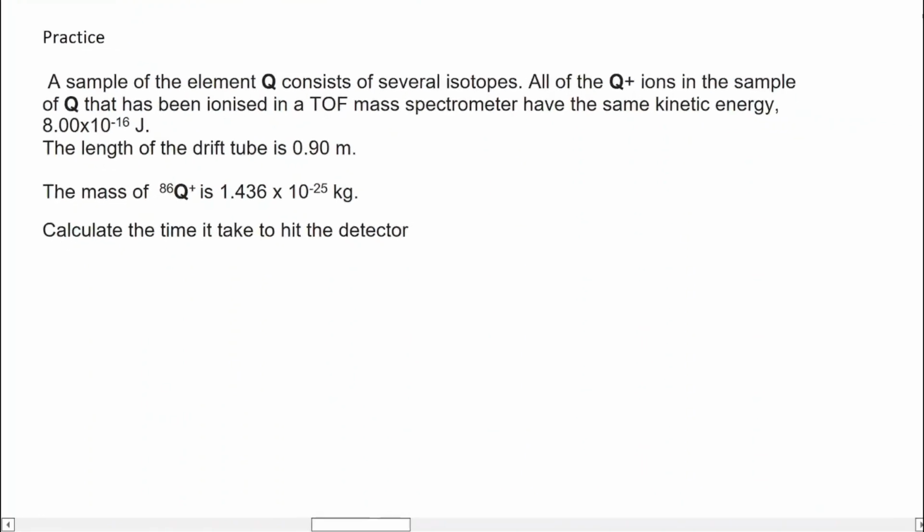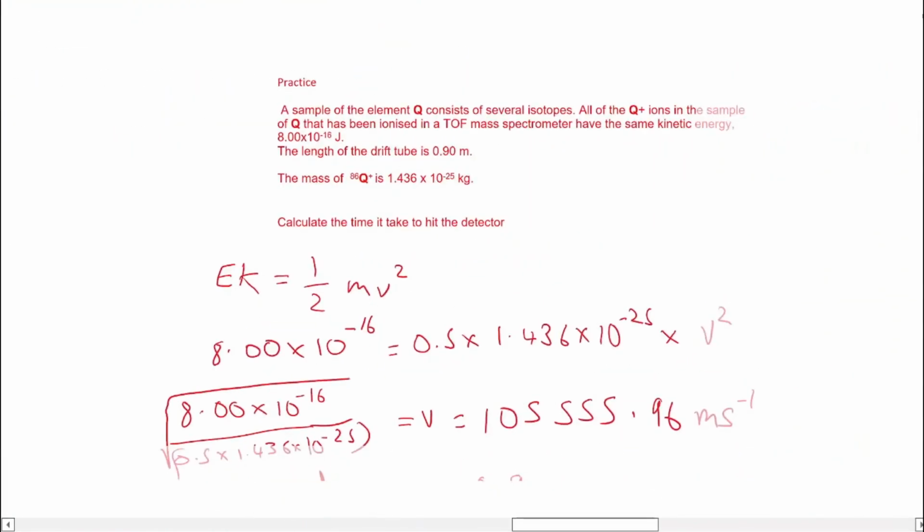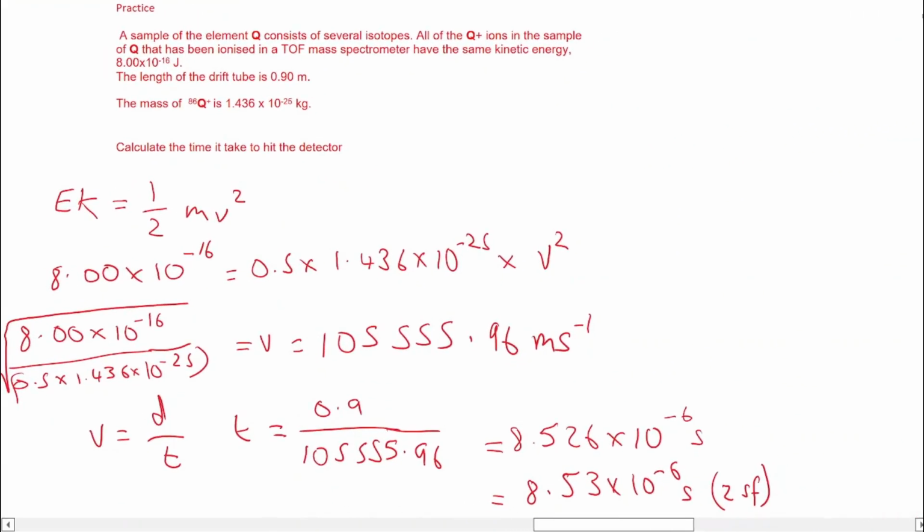So let's have a look at the answer. I'll zoom out a little bit, this is our answer to that question. Exactly the same workings. You're getting a different velocity, 105,555.96 meters per second, and that gives you a time of 8.53 times 10 to the minus 6 seconds. A very short time, but these things are traveling very, very fast and they're very, very small. So that's to be expected. Excellent. How did you go?